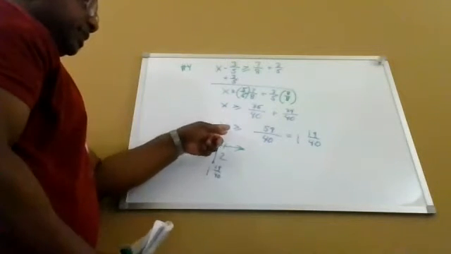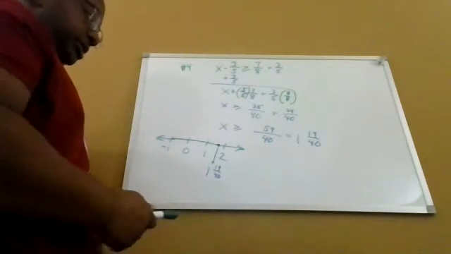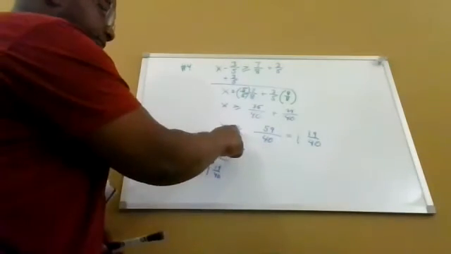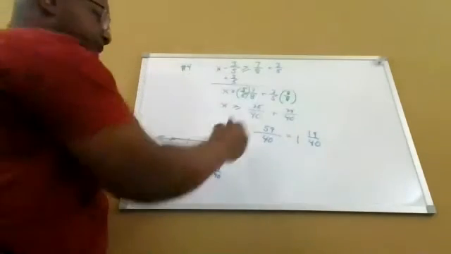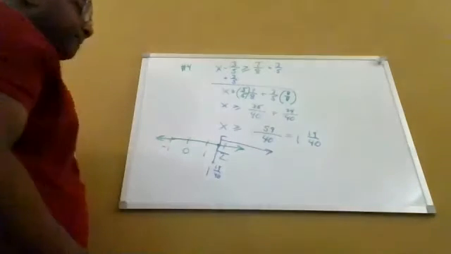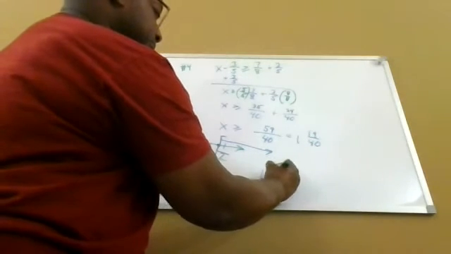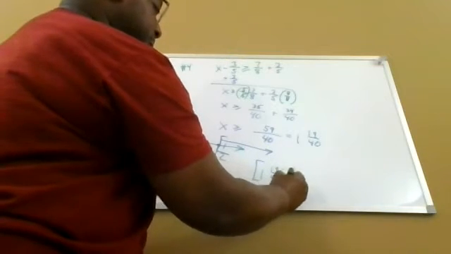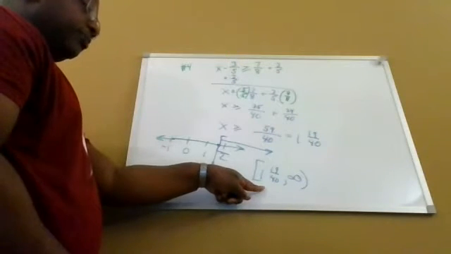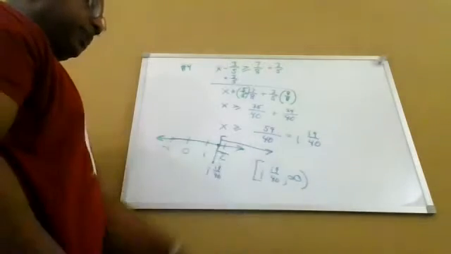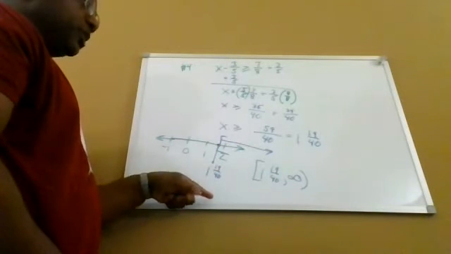And now since this is x is greater than or equal to, I'm going to put a square bracket at that point because I have the equal to part of my symbol. And I'm drawing my arrow to the right. And now in interval notation, it will be this. Closed bracket or square bracket, 1 and 19 over 40, comma, to infinity. Those are all the x values that are greater than or equal to 1 and 19 over 40.